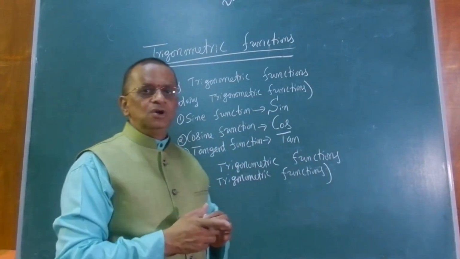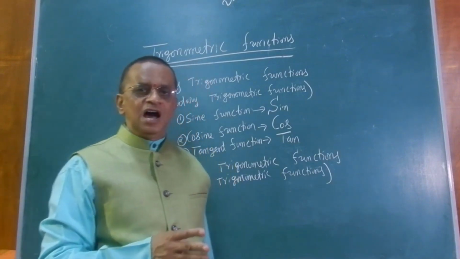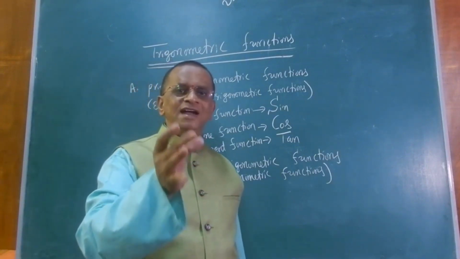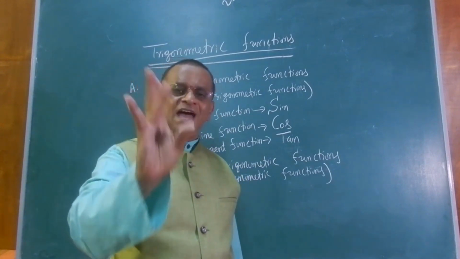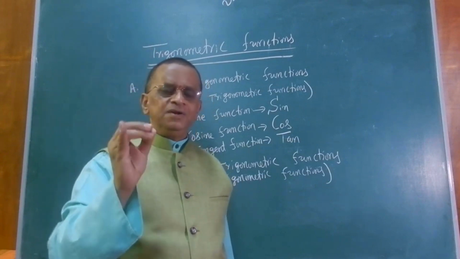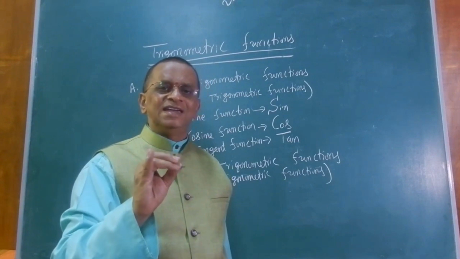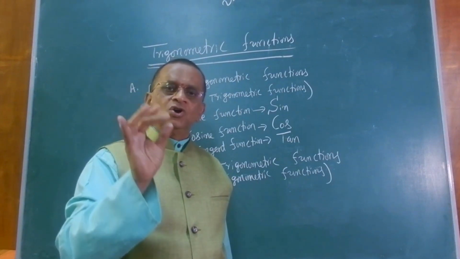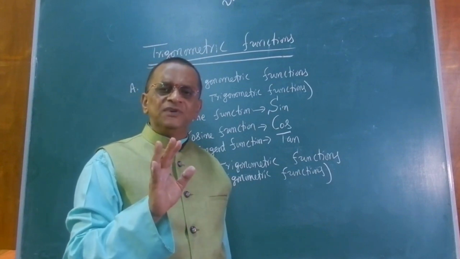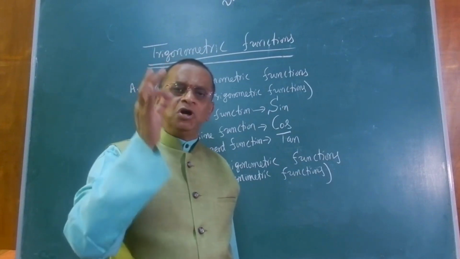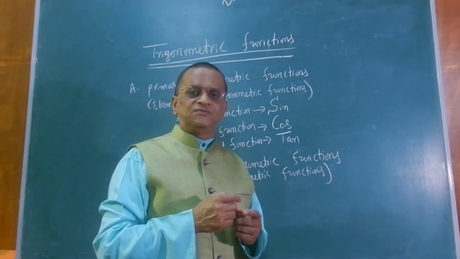Of course, there are 3 primary trigonometric functions. They are sine, cos, tan. Sine function, cosine function, tangent function. But in short, we usually say it as sine function, cos function, tan function. Therefore, primary trigonometric functions are sine, cos, tan.